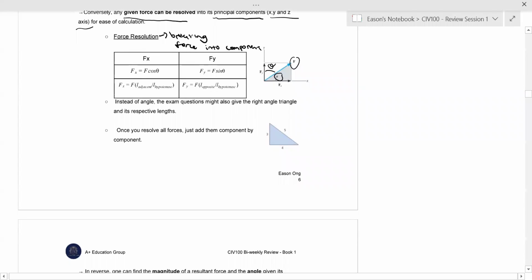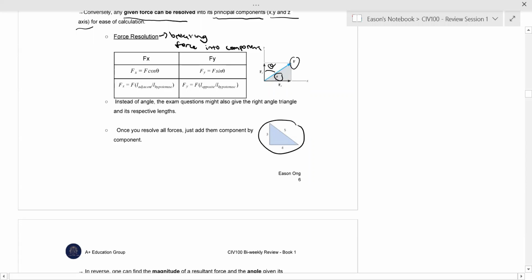But most of the time, I can tell you 90% of the time in your exam, your prof won't give you any of the angle. You won't see any 30 degree, 60 degree, or 45 degree in your questions. If yes, good for you. Just make sure that you are using the correct sine and cosine for your Fx and Fy, then you're good. But most of the time, what your prof will give you is a triangle that looks like this.